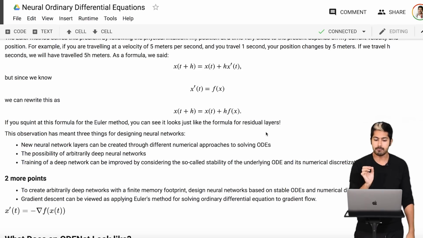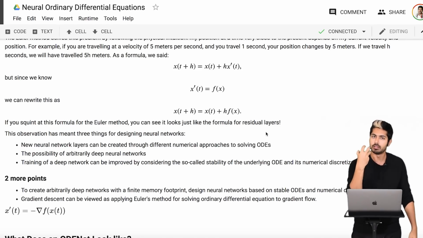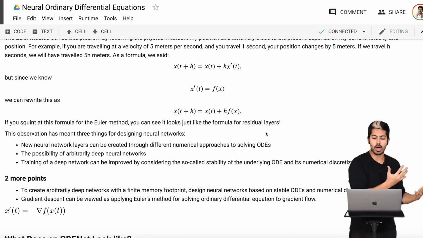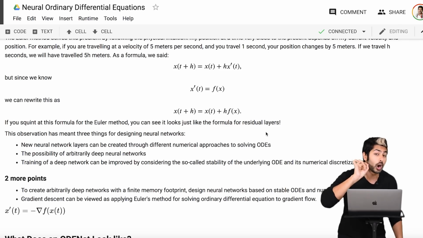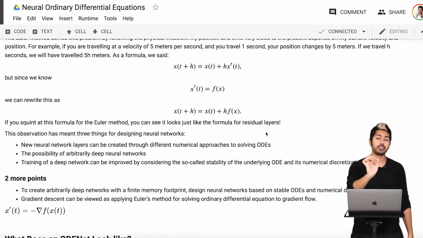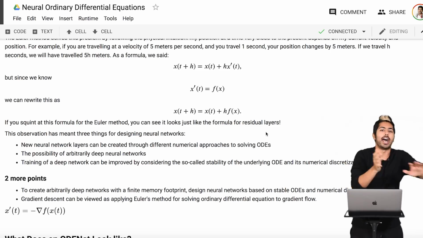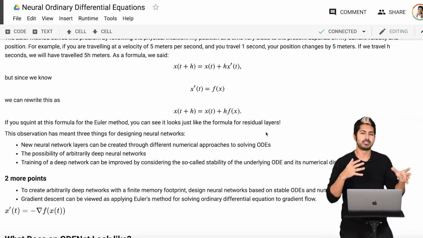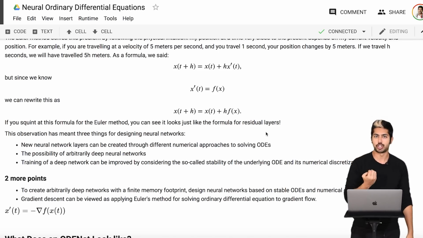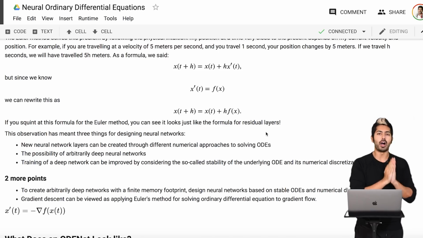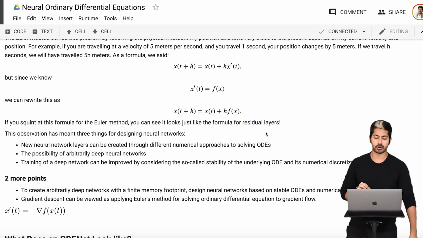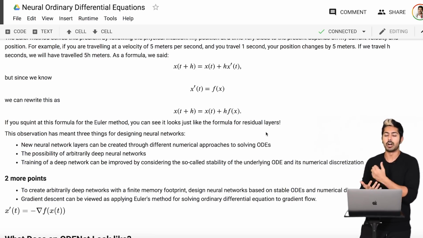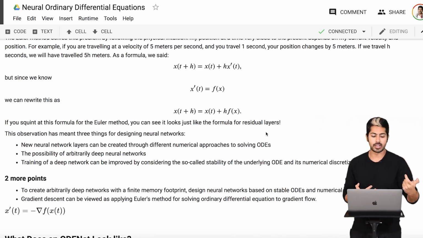So what does this mean? It means that we can create new models for optimizing these networks using different numerical approaches to solving ordinary differential equations, which there are over 100 years of theory behind. We haven't applied any of that to neural networks in general. I mean, there are some papers, but it's not in a mainstream way. We haven't seen anything in production like this. What this means is the possibility of creating arbitrarily deep neural networks, and training of these deep networks can be improved by considering the so-called stability of the underlying ODE and its numerical discretization.